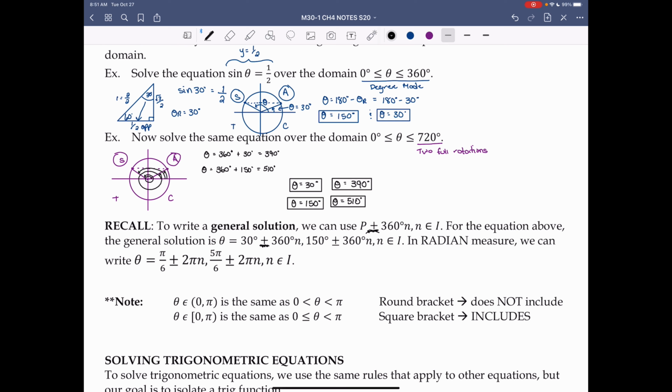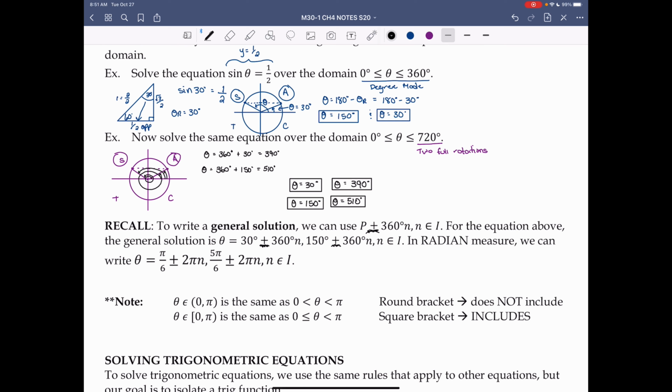So 30 degrees plus 360 degrees times n. That would give us all of the 30-degree angles, so going around 1 full rotation and then 30 degrees, going around 2 full rotations and then 30 degrees, etc. And also our other solution would be 150 degrees plus 360 degrees n, where n is an element of I. So that would be all the rotations that go to 150 degrees after 1 full rotation or 2 full rotations or 3 full rotations.